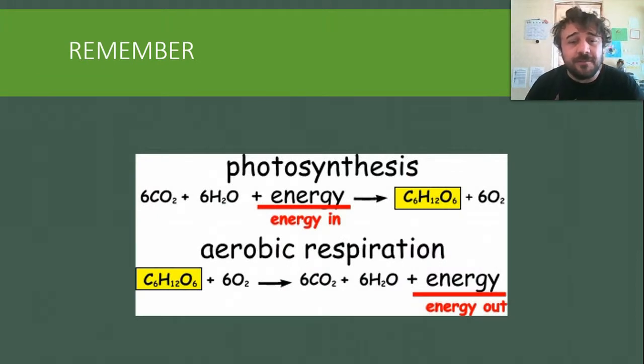All right, so you need to remember this. Photosynthesis is very simply carbon dioxide and water plus sunlight energy in to give us sugar, glucose, and oxygen. And aerobic respiration is the opposite. Aerobic means with air, so it means with oxygen. So you can respire the other way as well.